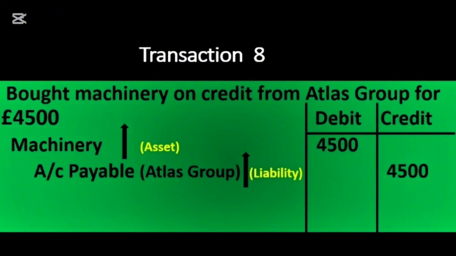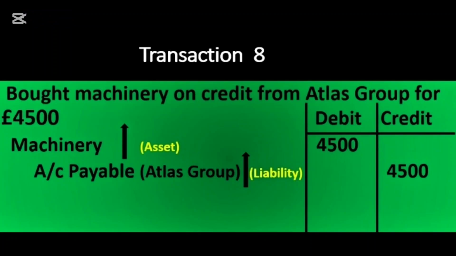Now let's move on to the last entry. Bought machinery on credit from Atlas Group for £4,500. Now a machinery is an asset. Again, we have two entries. A machinery is an asset, and asset is increasing because the machinery is bought into the business. So this is increasing the asset, right? So how much is the asset increased by? 4,500. And when an asset increases, it should always go on to the debit side.